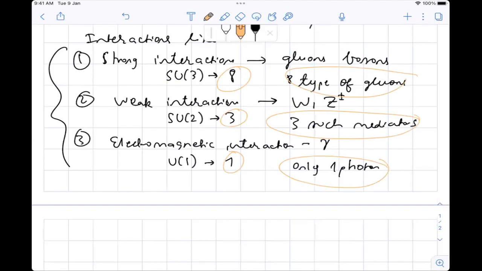So the number of generators for a group is equal to the number of the mediators corresponding to the interaction for which you are using that symmetry group. So in that way, it's very useful. So there are some more contexts.